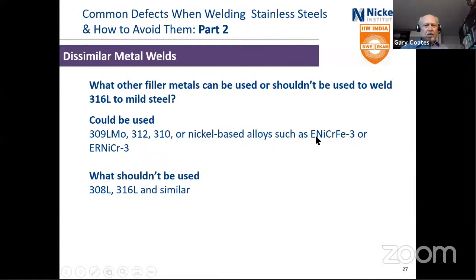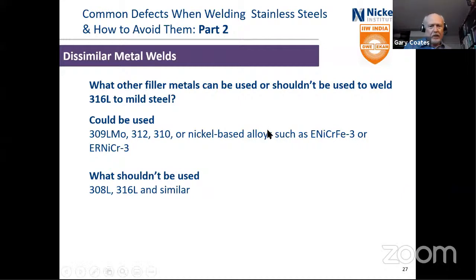So what other filler metals could be used? Well, we could use 309 LMO, and I'll talk about each one of these individually. 312 is the one that people sometimes think of for dissimilar metal welds. 310 is often mentioned. Some nickel-based alloys are also mentioned. But we shouldn't use 308L or 316L.